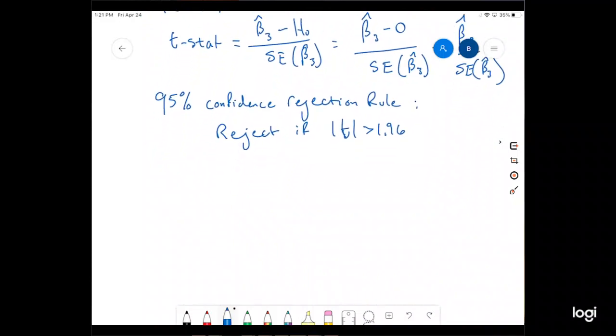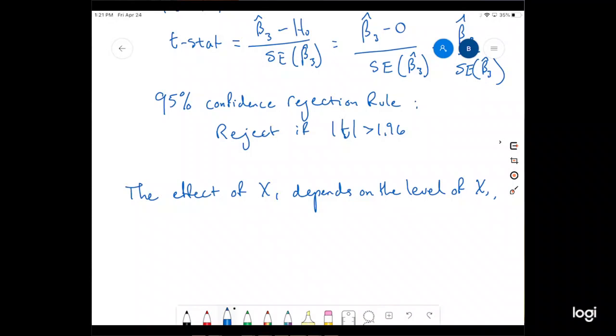How are we going to test this? Well, there are several ways, all of which are fine. You could put in a squared term, a cubic term, or you could log x. And so let's do the simplest one. Let's put in a squared term. Let me write down the question. You think the effect of x1 depends on the level of x1. So our test of this is going to be as follows.